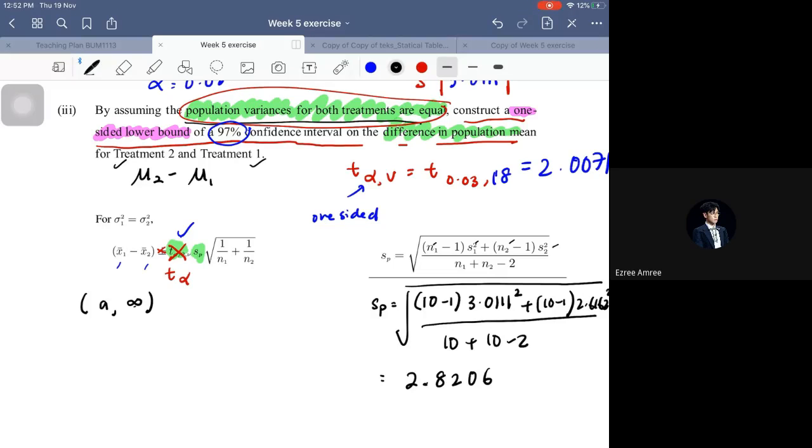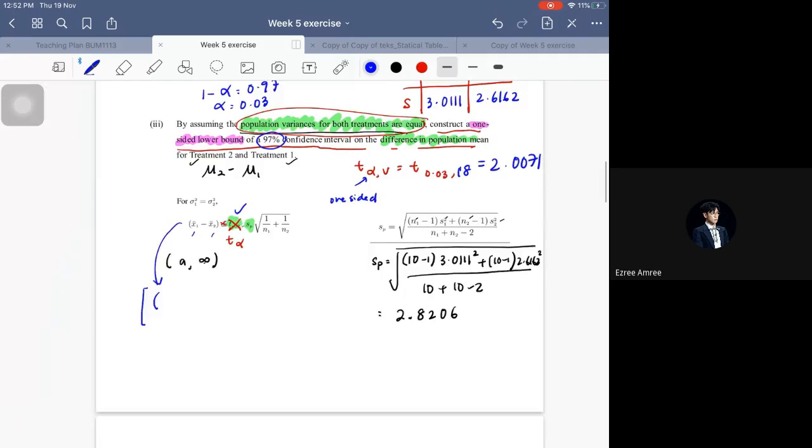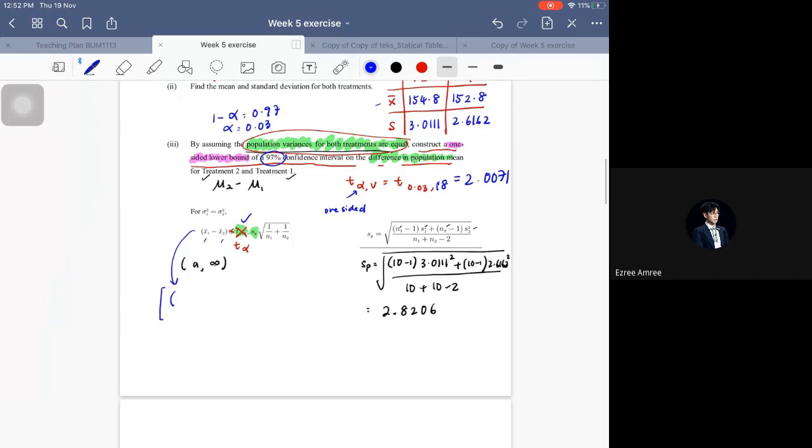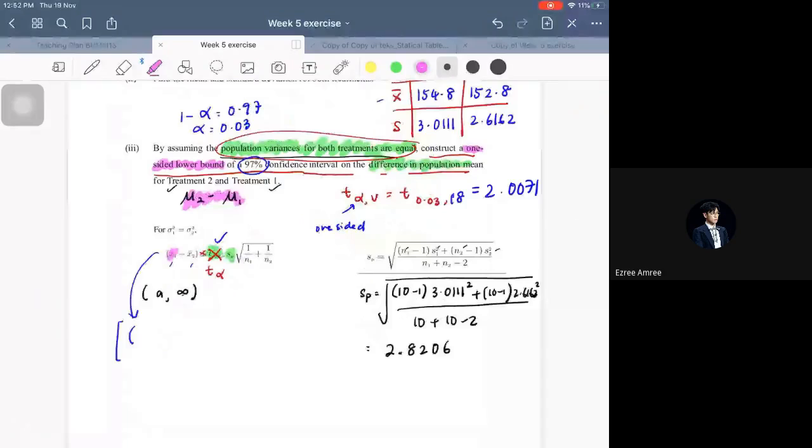Okay, so now we're going to find the value of A. I'm going to put it according to the formula here. So first x1 bar. Remember, the question asks you to find mu2 minus mu1, so I have to change the formula. Instead of x bar 1 minus x bar 2, I'm going to start with x bar 2, because this is what is required by the question.